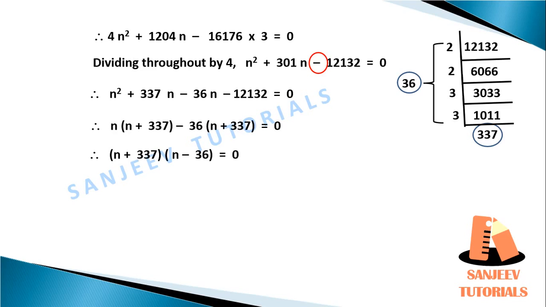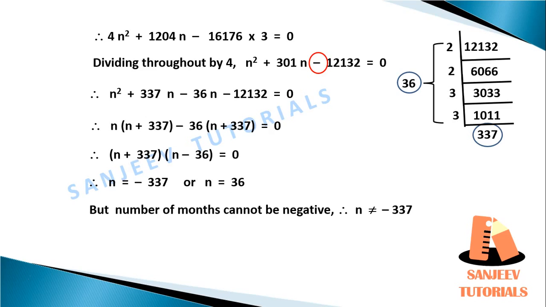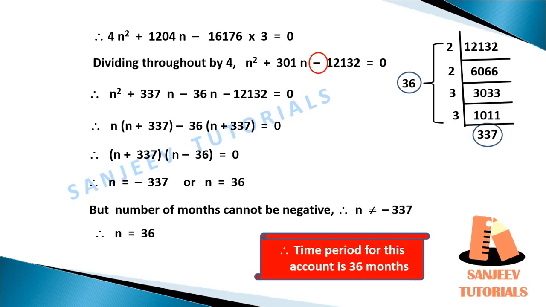The further steps are self-explanatory. So you get n equal to minus 337 or n equal to 36. Number of months cannot be negative, or you can say time cannot be negative. So minus 337 cannot be the answer. So our final answer for this sum is, time period for this account is 36 months.